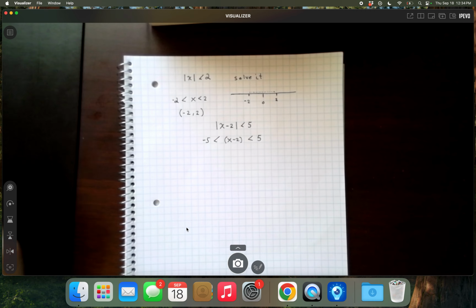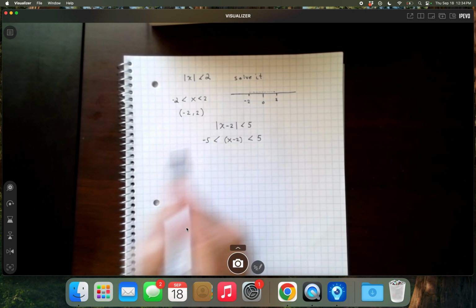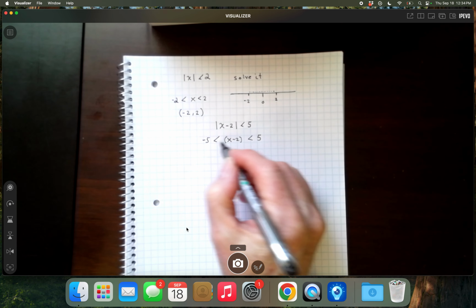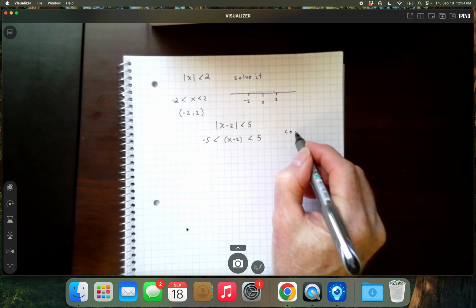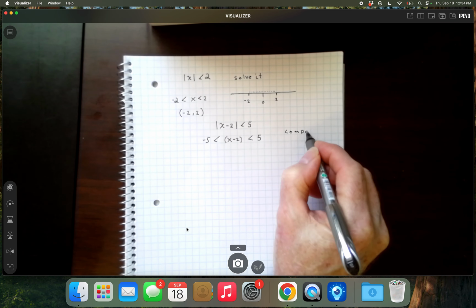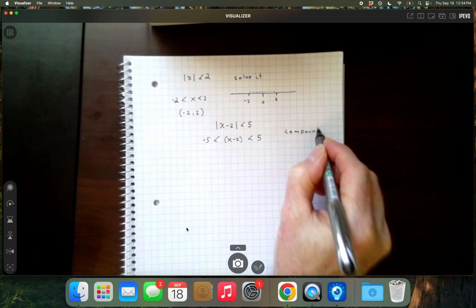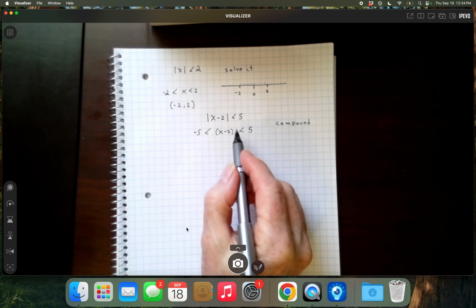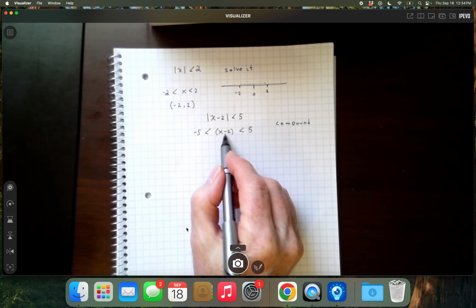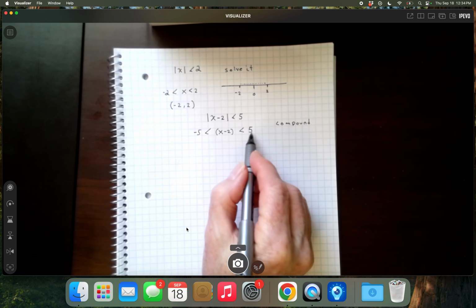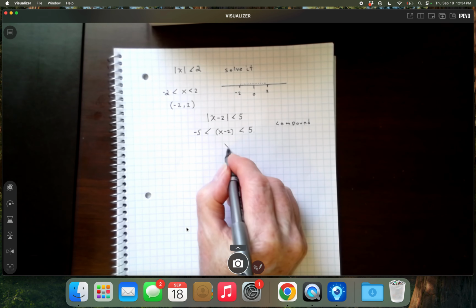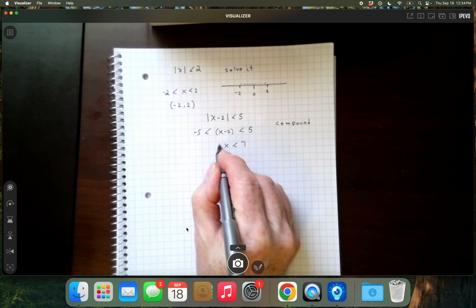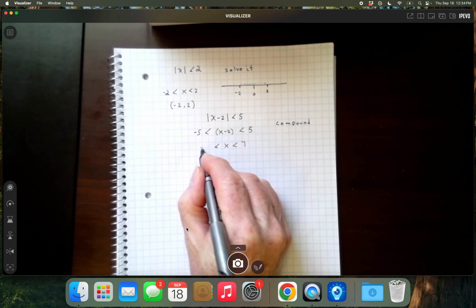Now notice, what is this thing called? This is still an inequality, you got two of them. It's called a compound inequality. So what we want to do is I need to know what x is. So I can add 2 to everything. So x is going to be less than 7 and greater than minus 3.